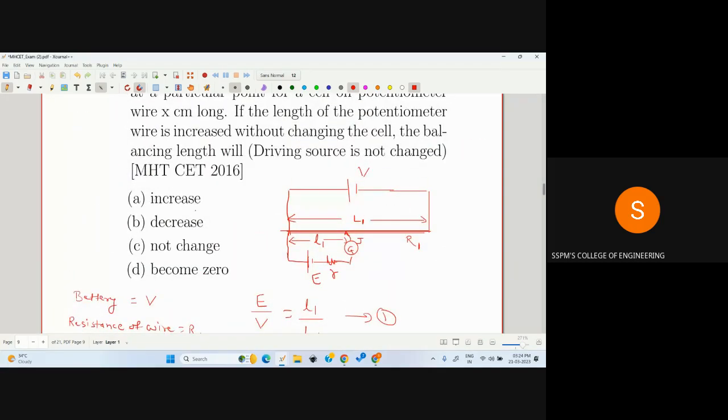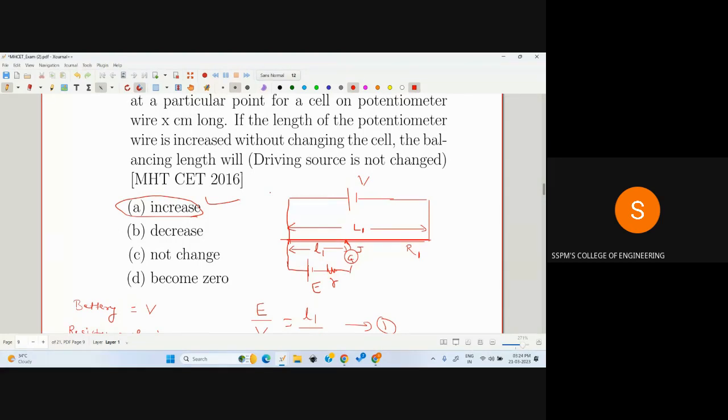It will not decrease. So option A is the correct option. Isn't it? If the length of the potentiometer wire is increased without changing the cell, the balancing length will increase because the length of the total wire is increased. So option A is correct. This question is very simple and it was asked in the MHT CET exam 2016.